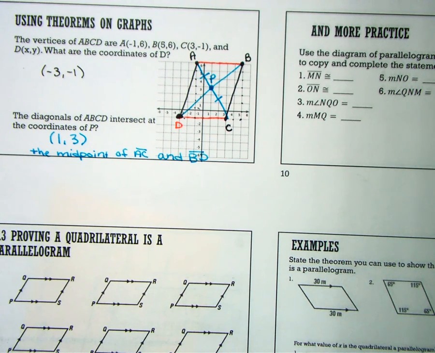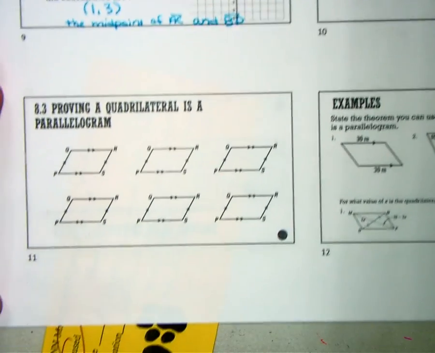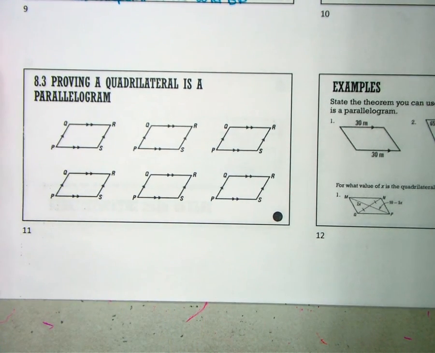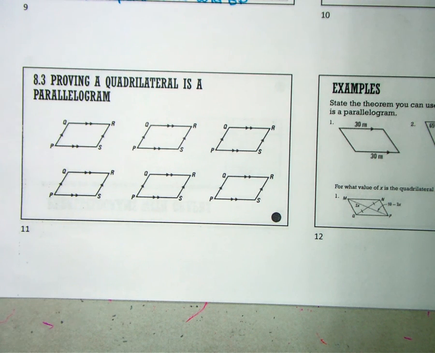Okay. We're going to skip over this one for now. We're going to go down here. And this is where we're at today. Here's the difference between yesterday and today. Yesterday I said, this thing is a parallelogram. I need you to tell me what's true about it. Today, we're going to go backwards. I'm going to tell you something, and you're going to tell me if that makes it a parallelogram or not. Okay? So, let's just go back to yesterday.